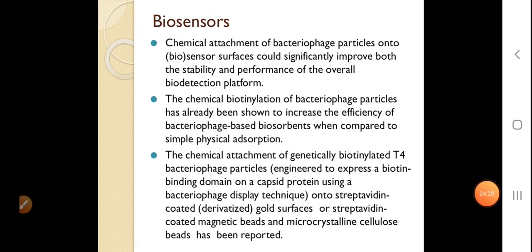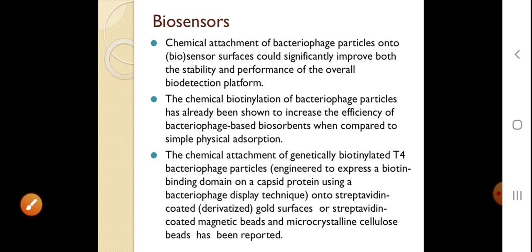Now, apart from their use as gene delivery carriers, vaccine carriers and display proteins, the bacteriophages can also be utilized as biosensors. So here you are chemically attaching any groups. Okay, so this can be utilized for a biodetection system. So bacteriophages can be used for biodetection.